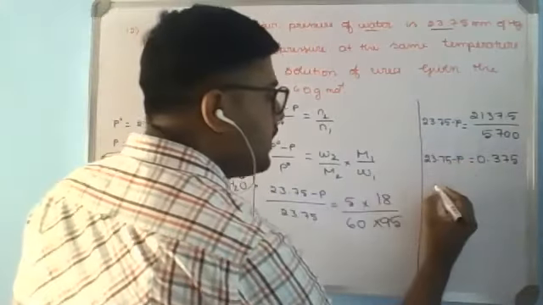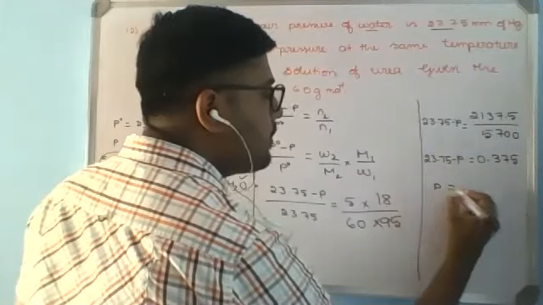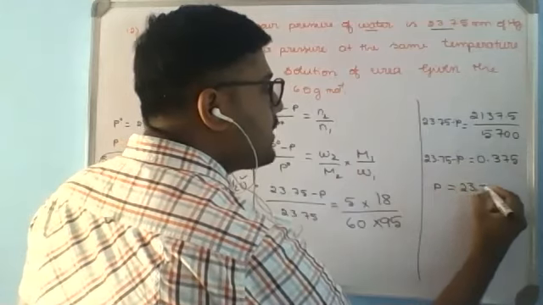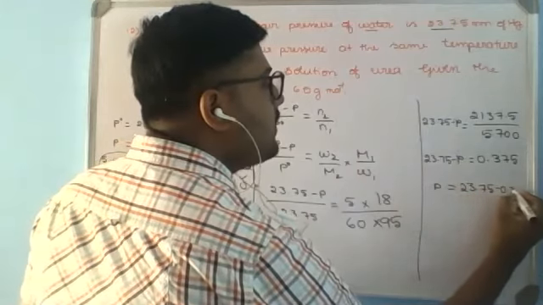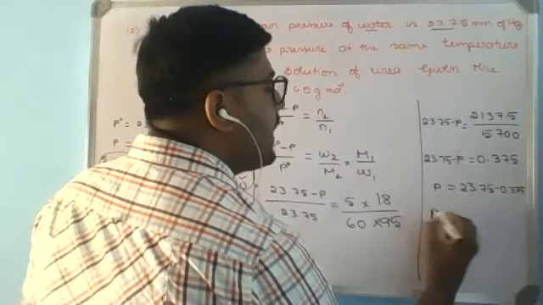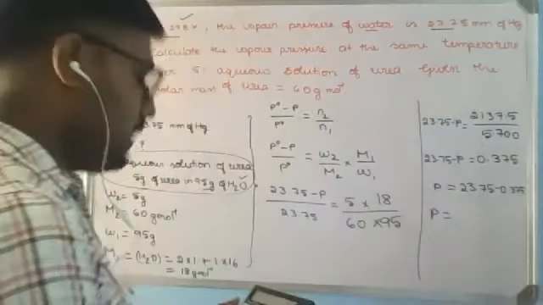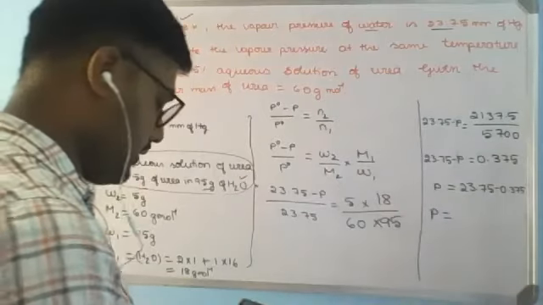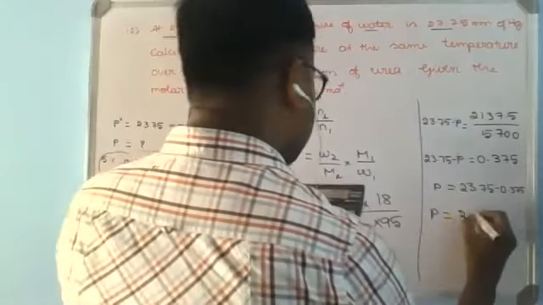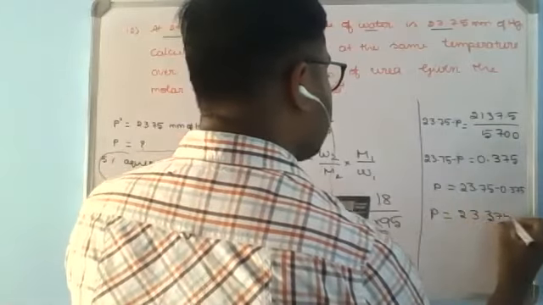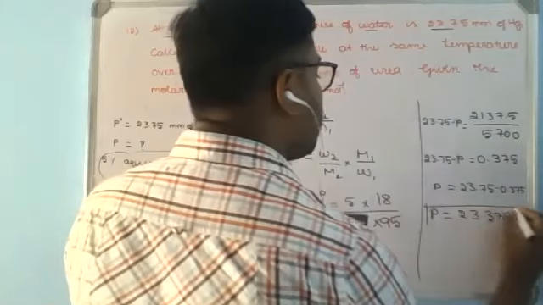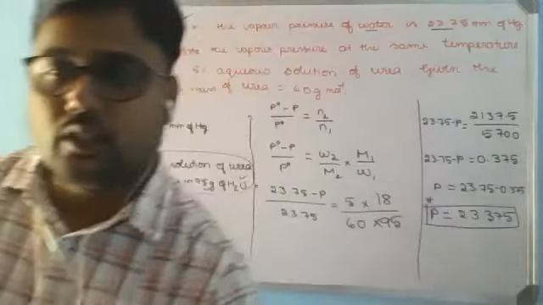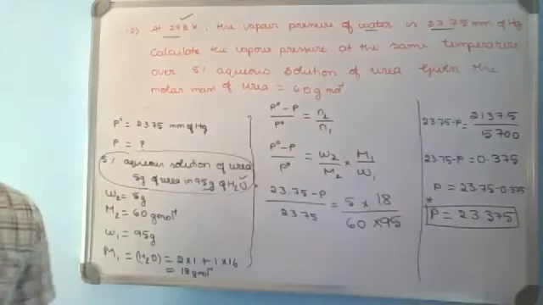Minus P on the other side will become plus P. So P is 23.75 minus 0.375, and the answer will be 23.75 minus 0.375 is equal to 23.375. The vapor pressure of the solution was found to be 23.375.